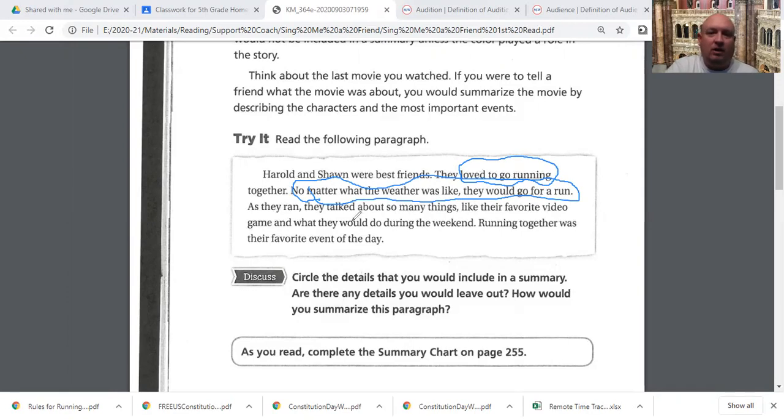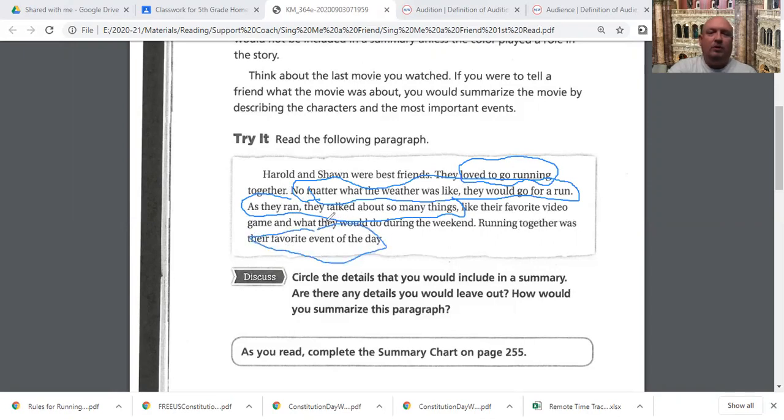As they ran, they talked about so many things, like their favorite video game and what they would do during the weekend. Now, this sentence is a little trickier. I think it's important that you know as they ran, they talked about many important things or so many things. But if you were retelling the story, would you likely mention all of the things that they talk about? Probably not, unless it's your favorite video game mentioned specifically. And then I would say running together was their favorite event of the day.